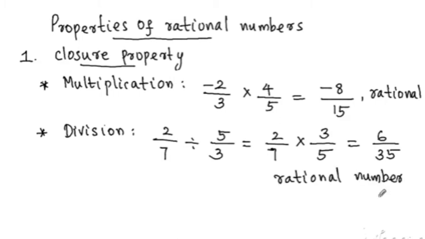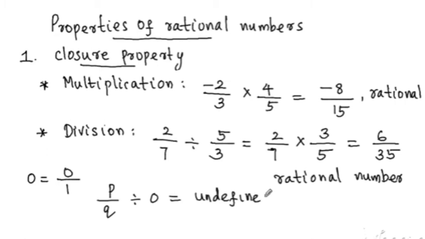But we know that 0 is also a rational number, because we can write 0 as 0 by 1. If you take any rational number p by q and divide it by 0, you can see that it will be undefined, because any number divided by 0 is undefined. So the denominator is 0, so this becomes undefined. So we can say all rational numbers except 0 are closed under division.